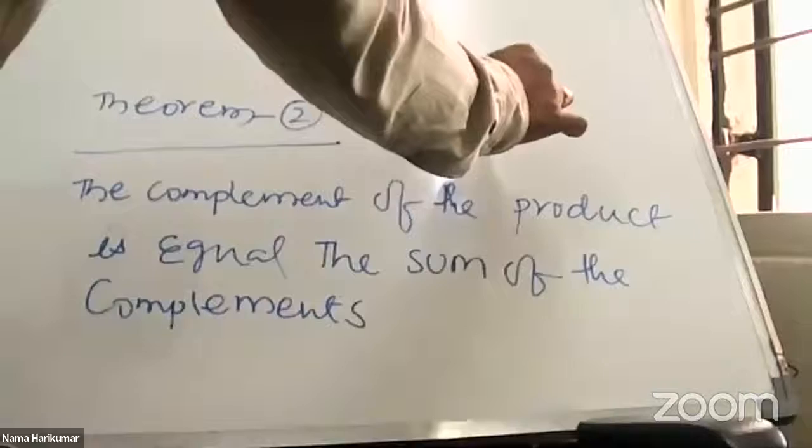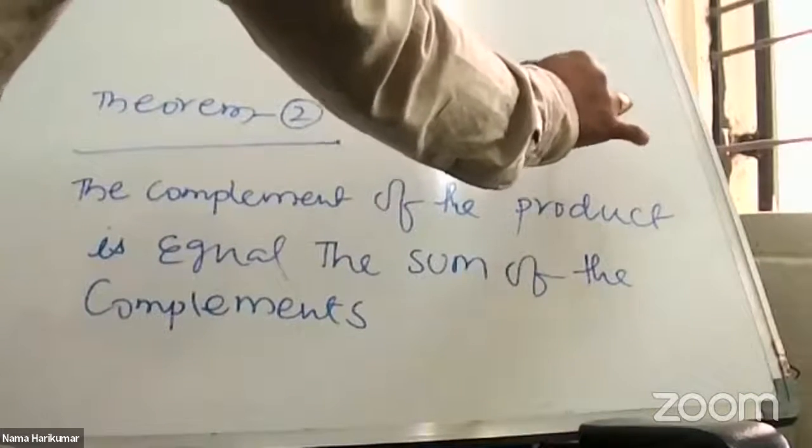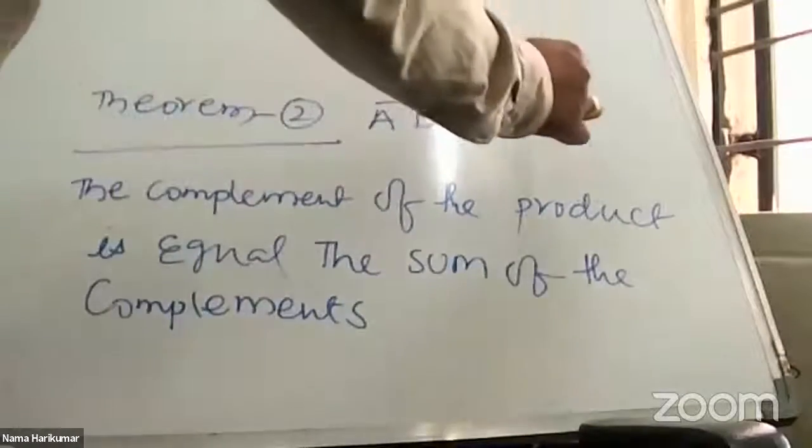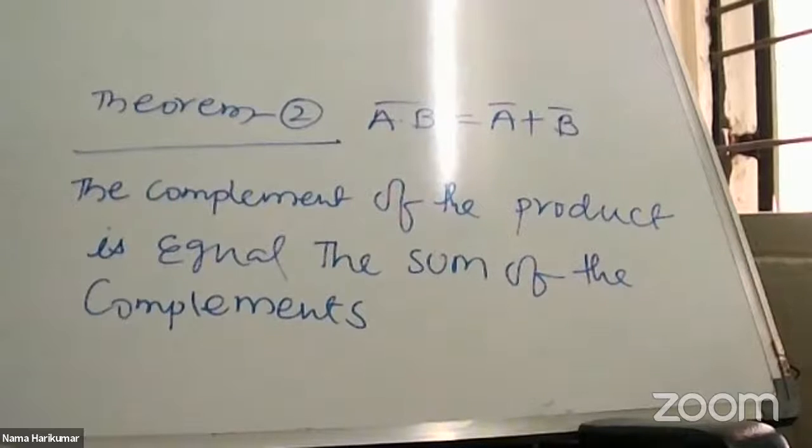The sum of the complements means the complements of A and B, and since it is a sum, we have to use the plus sign. This is the sum of the individual complements. So (A dot B) complement is equal to A complement plus B complement.